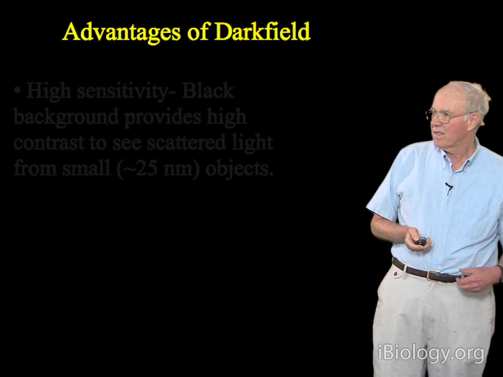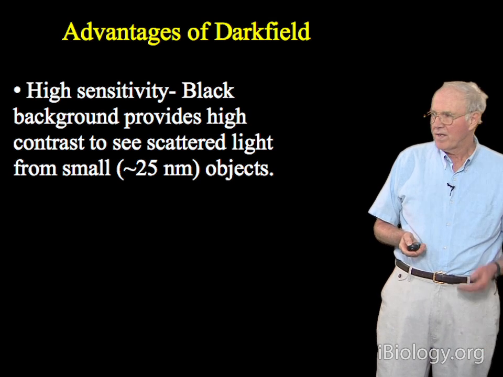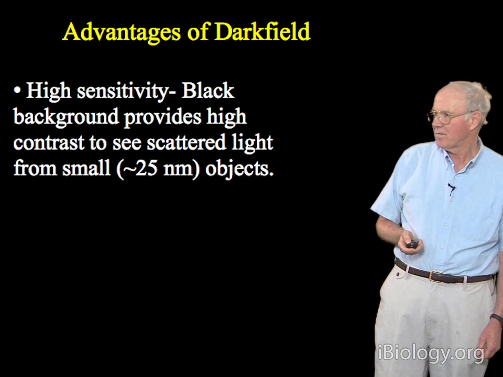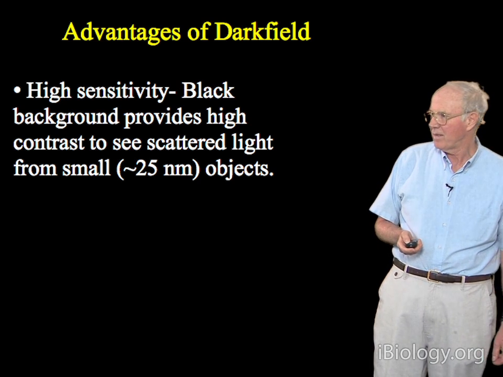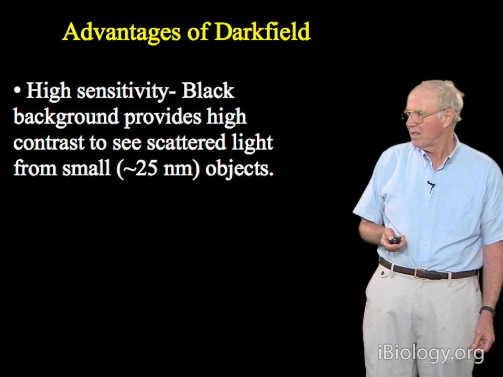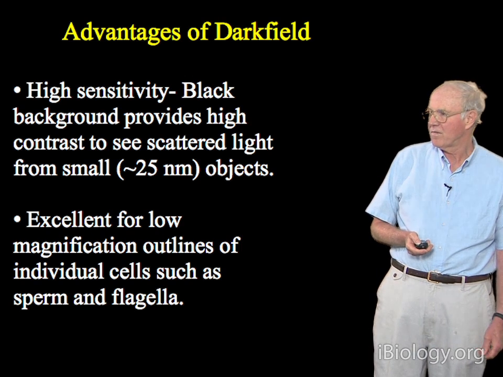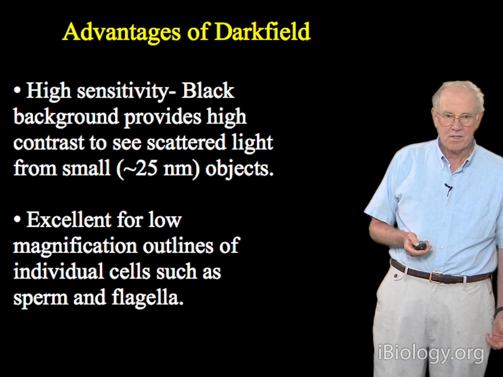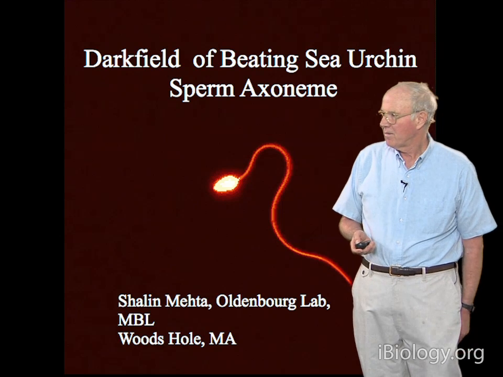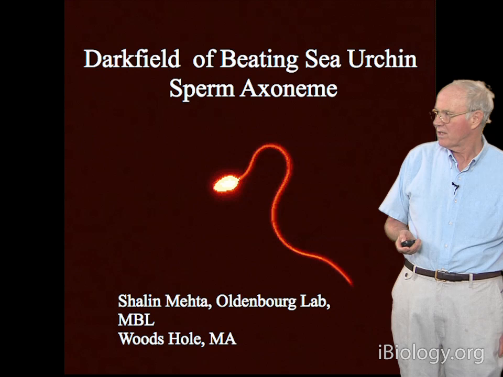Now, the advantage of dark field is you can produce high sensitivity because you have a very black background. And in fact, if you have a bright enough light source, you can see the very weakly scattered light that comes from very small objects like 25 nanometer diameter microtubules, or the flagella of bacteria can be imaged in dark field. It's excellent for low magnification outlines of individual cells, such as sperm and their flagella. And I have a movie here showing the beating of a sea urchin's sperm flagella.